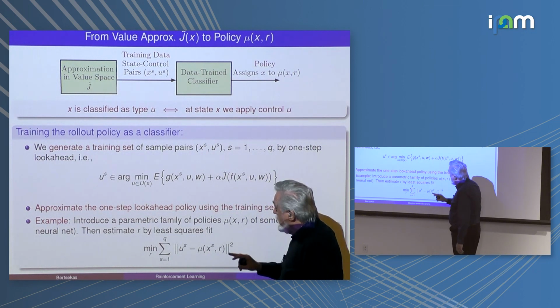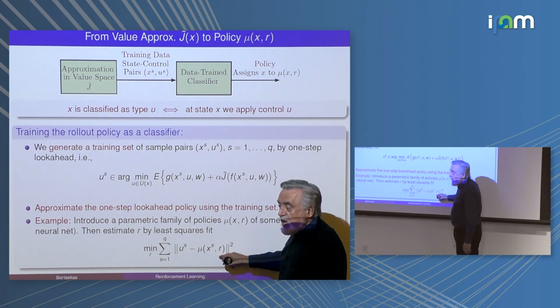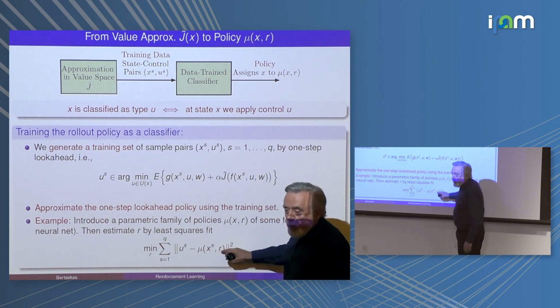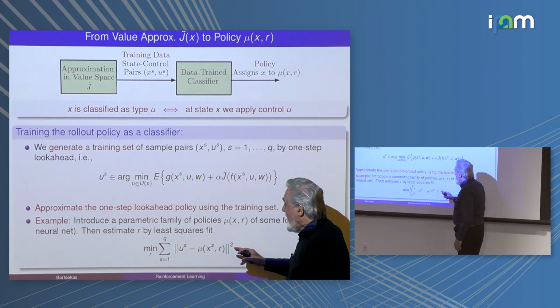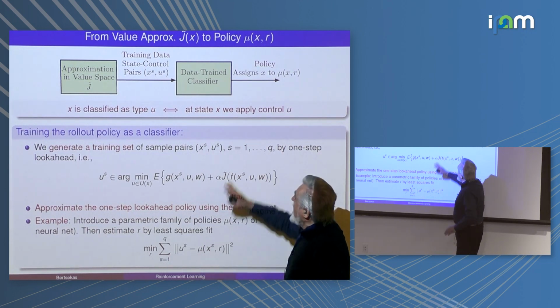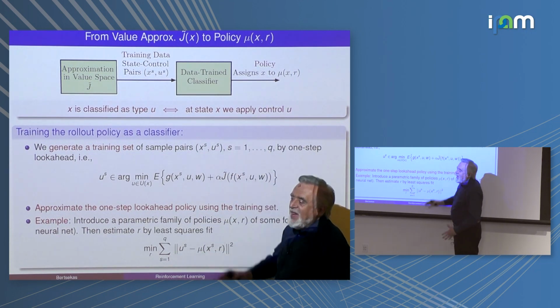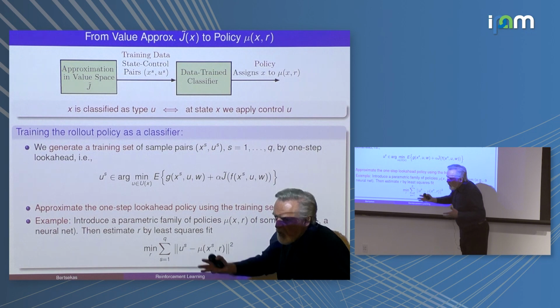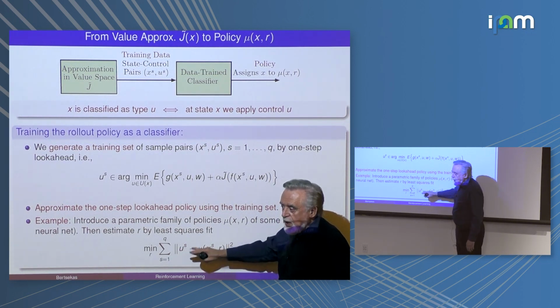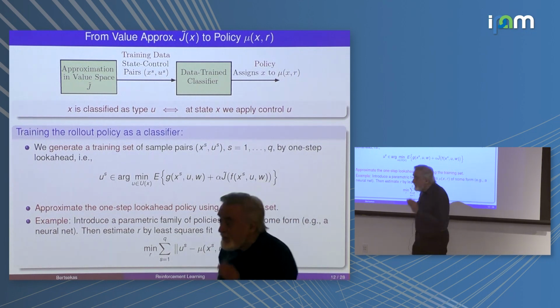Okay, now an important point here is that this type of classifier will give you a randomized policy. It will give you probabilities of applying various controls at the corresponding states, okay? And what you have to do then is go through a max operation and put out at the output the control of maximum probability. But ordinarily, you'd use here a randomized policy.